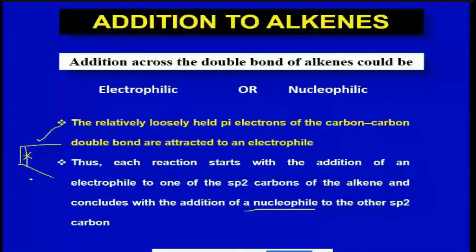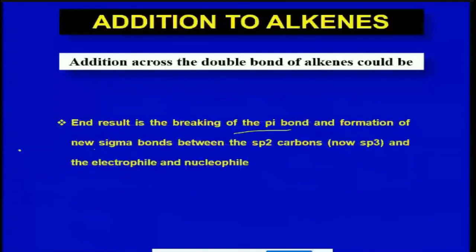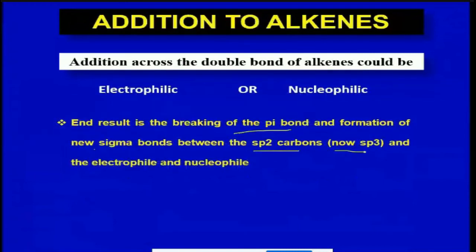The pi bond breaks, and sigma bonds form between the carbons, which of course are now sp3 hybridized, and the electrophile and the nucleophile, because a double bond has been converted into a single bond. So now the geometry around these carbons would be tetrahedral. So this is a general mechanism.